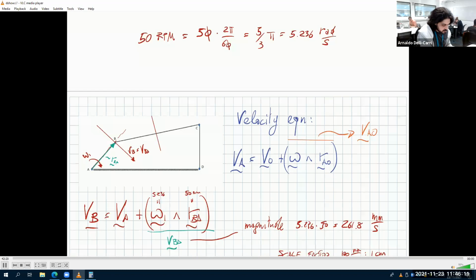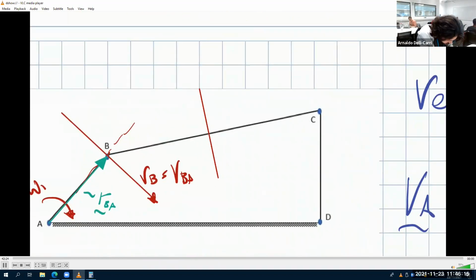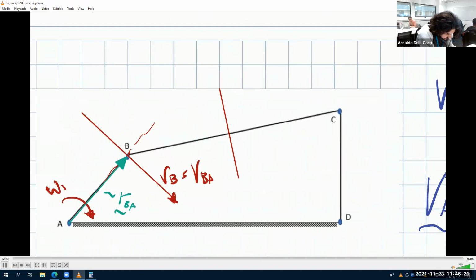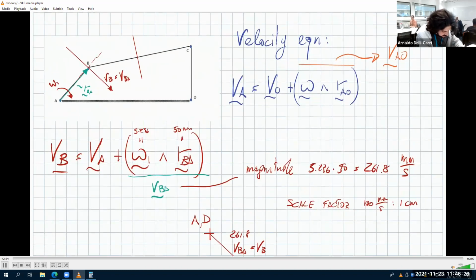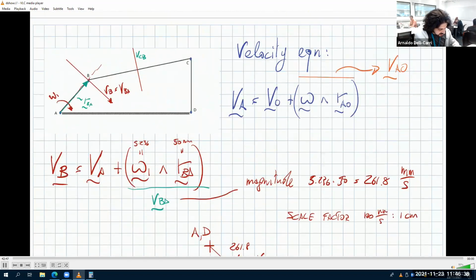Okay. So this direction, let me see if this is perpendicular, not quite. Yeah, select that. This direction here is the direction of VCB. And that's it. We don't know anything else. So we must stop here, but we can draw a line. We can draw exactly this line.